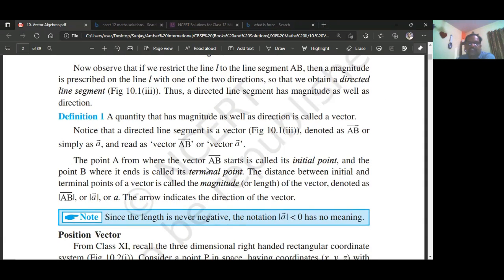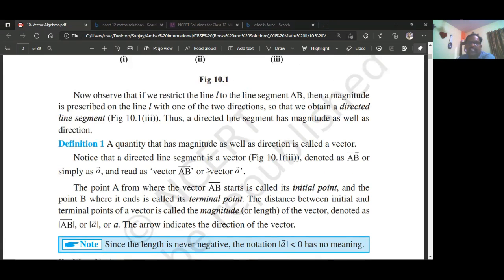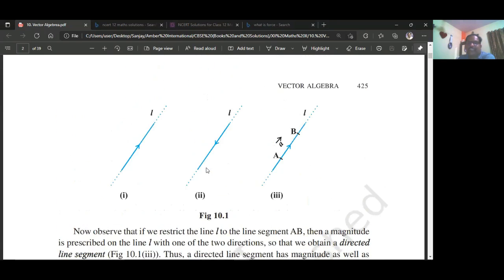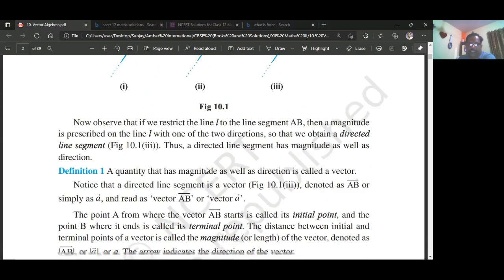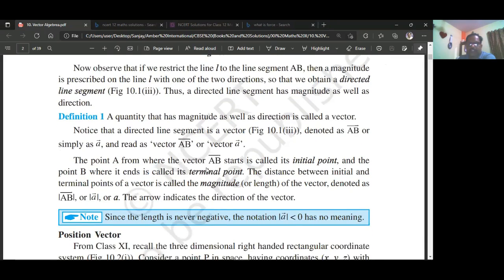If you observe here, there are 2 points A and B. The point A from where the vector AB bar starts is known as the initial point, and the point B where it ends is known as the terminal point. So a vector has 2 points, A and B, the initial point and the terminal point. From where it starts is known as the initial point, and where it ends is known as the terminal point, right? So these are the two important points here.